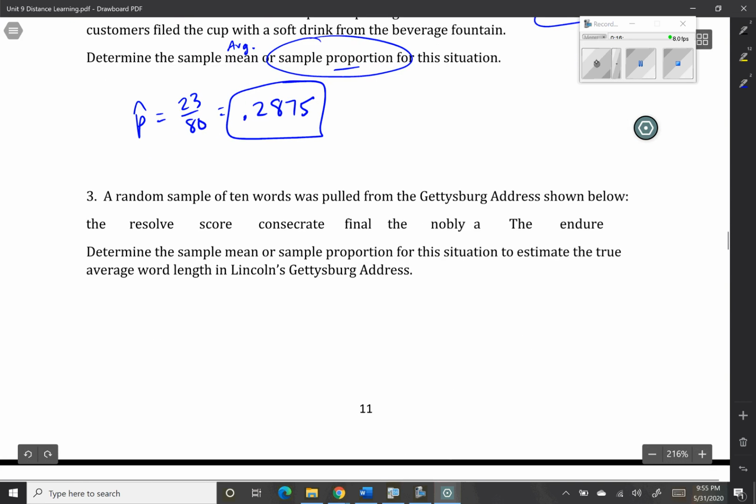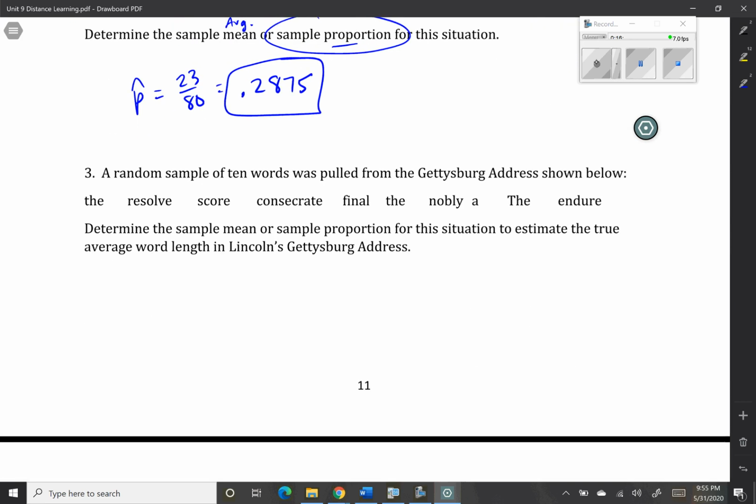Number 3 says a random sample of 10 words was pulled from the Gettysburg Address shown below. So we have 10 different words here, all of different lengths and number of letters. It says determine the sample mean or the sample proportion for the situation and estimate the true average word length of the Gettysburg Address. So the sample mean is what we're going to use here, because I want to determine the average word length. As soon as I see the word average, I'm thinking sample mean here. So I can determine the sample mean, so the x bar.